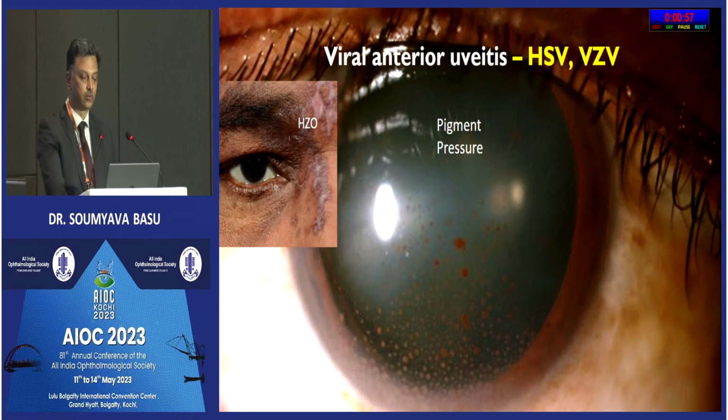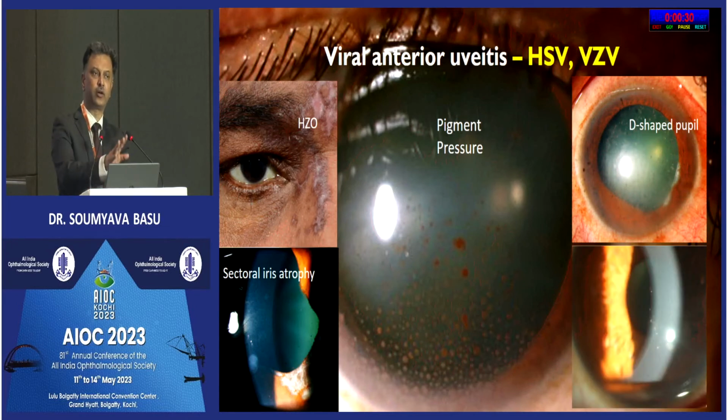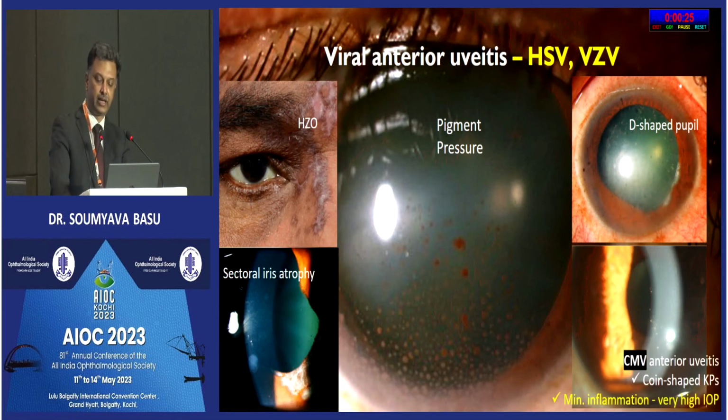Now, this is a patient with a very obvious herpes zoster ophthalmicus. You can see the scars on the skin. You see the sectoral iris atrophy in this patient on the lower left hand side, suggestive of zoster. Sometimes the iris atrophy may not be very obvious, and you might see just a D shaped pupil, as you can see in the picture on the top. And then there's a category where there is not much inflammation like you saw in the other pictures, but the intraocular pressure is very high, and that is cytomegalovirus anterior uveitis.